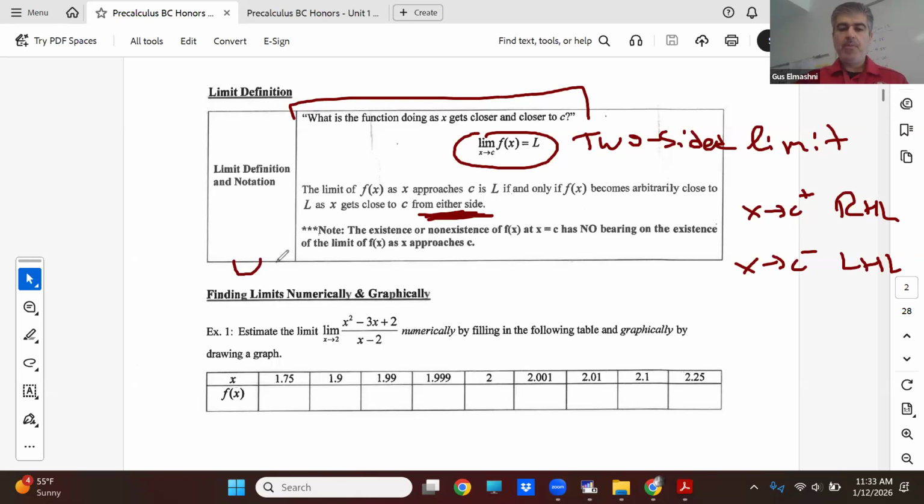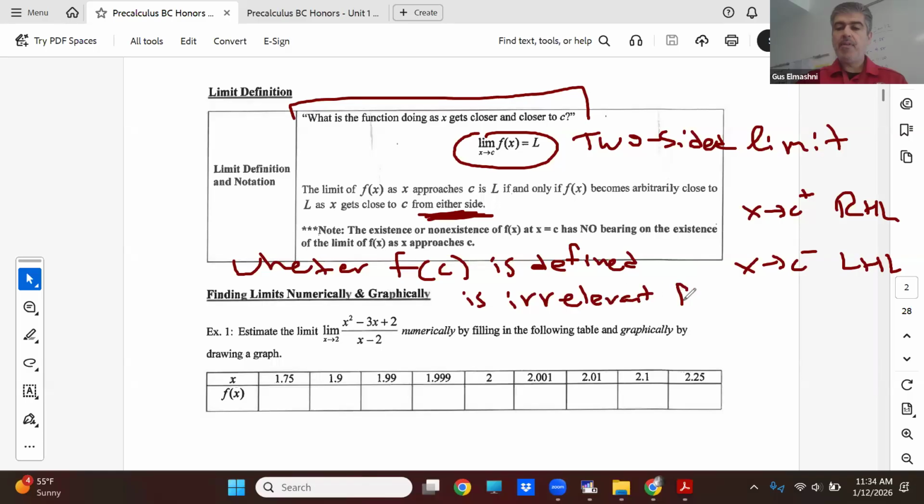Whether f of c is defined is irrelevant for finding limits.